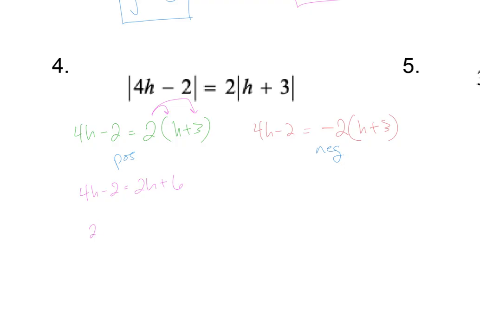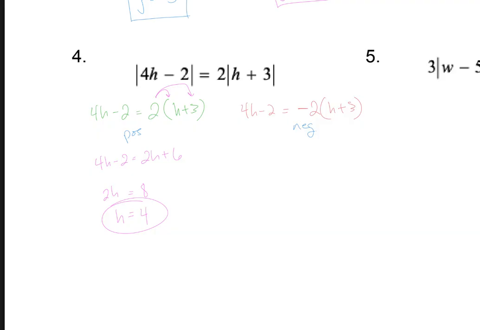I'm going to subtract 2h. I'm going to add 2. H is 4. That's one possible answer. And over here, I'm going to distribute the negative 2. I get 4h minus 2 equals negative 2h minus 6. I'm going to add 2h to get 6h. I'm going to add 2 to get negative 4. And you might be thinking, oh, that's no good. Divide by 6 to get negative 4/6, which is really negative 2/3.